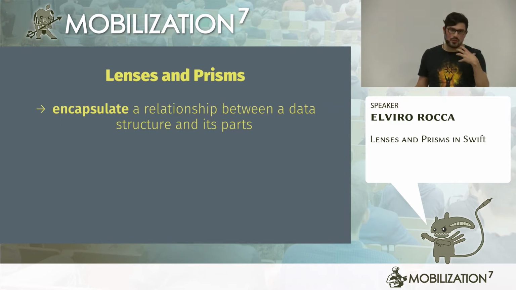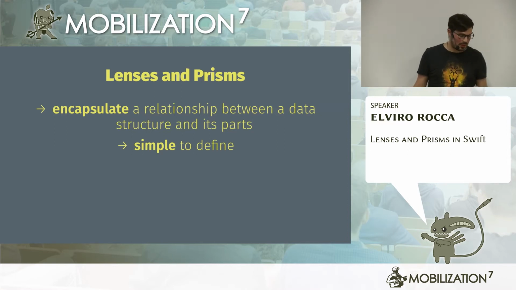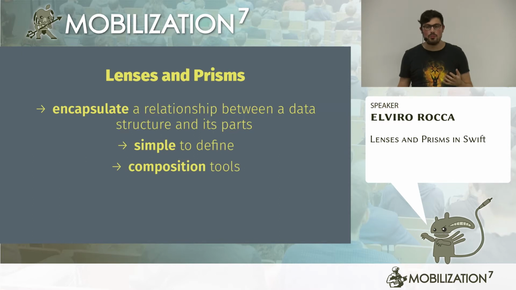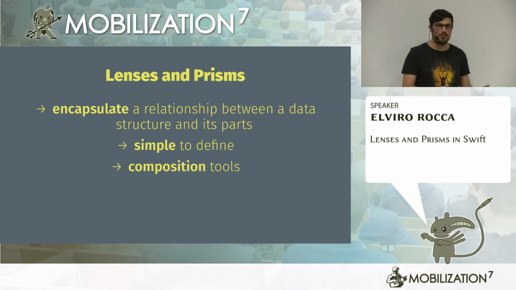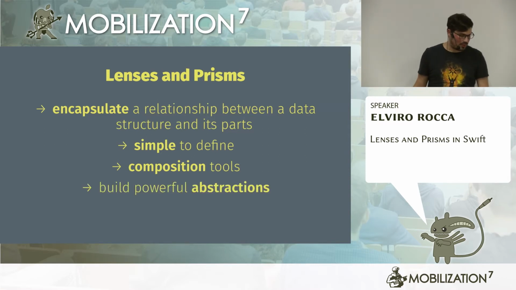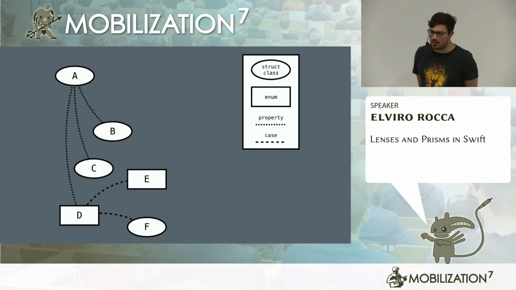But the good thing about lenses and prisms is that they are so simple to define, very small objects, but they offer amazing composition tools. So by this very simple definition and with composition, we end up getting very powerful abstractions. So let's see it a little graphically.